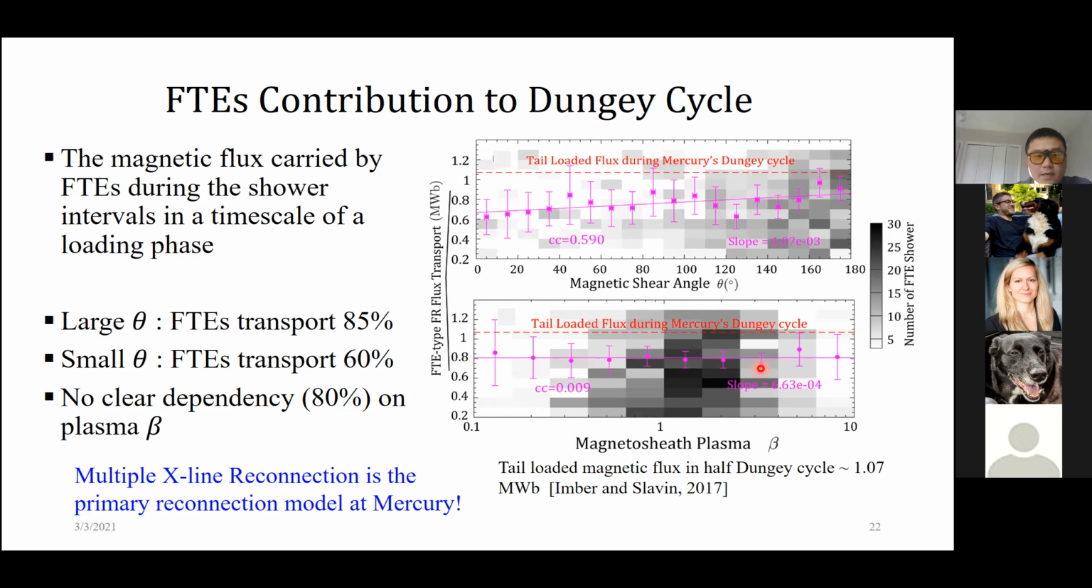So from this figure here, we can obtain two points. First, multiple X-line reconnection could transport the majority of the magnetic flux for Mercury's flux circulation during the Dungey cycle. And second, the result indicates that the multiple X-line reconnection model is probably the primary reconnection model in Mercury's magnetosphere.